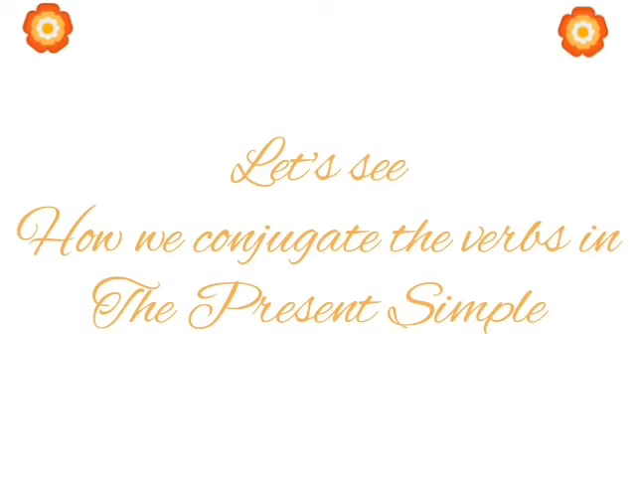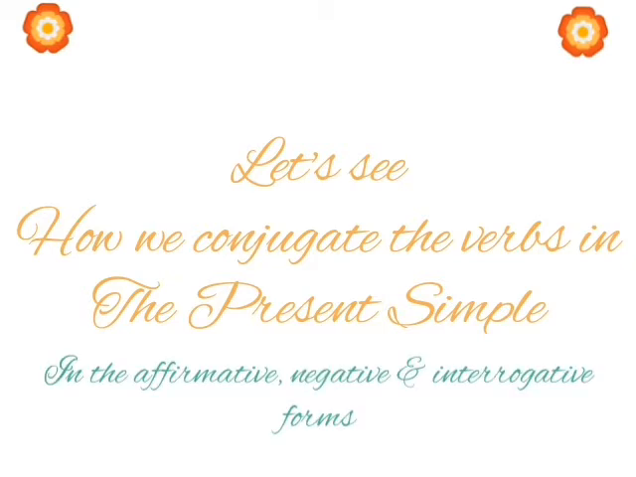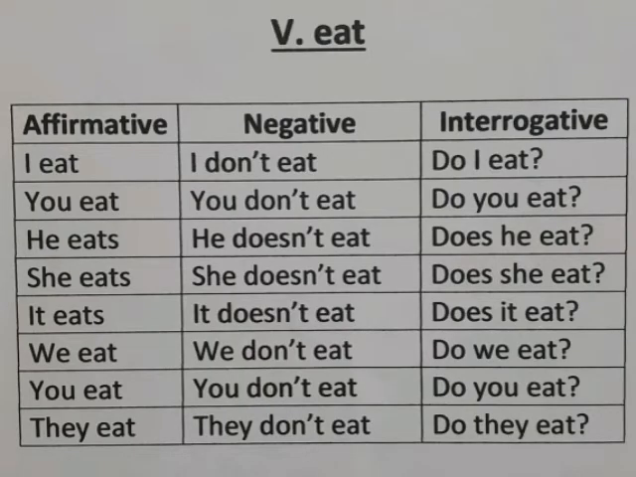Let's see how we conjugate the verbs in the present simple in the affirmative, negative, and interrogative forms. We will start with verb eat. If we look at eat, we see that it doesn't end with either o, sh, ch, x, ss, or consonant plus y. So, in the affirmative form with he, she, it, we just add s to eat. Let's start. Affirmative. I eat, you eat, he eats, she eats, it eats, we eat, you eat, they eat.